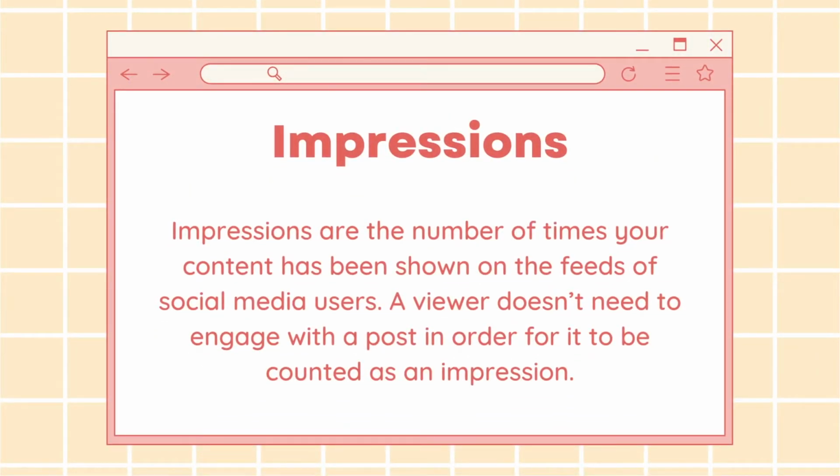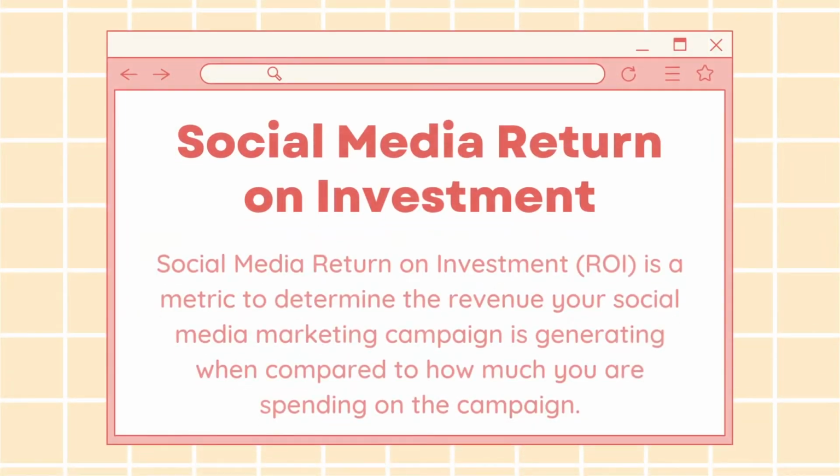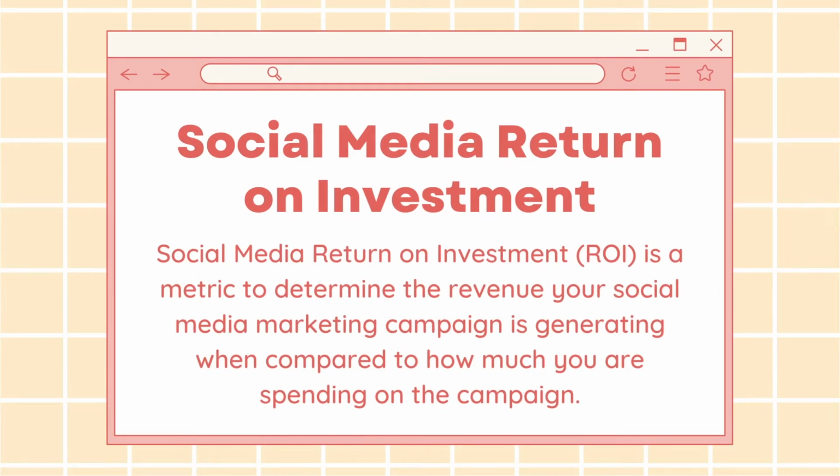Impressions are the number of times your content has been shown on the feeds of social media users. A viewer doesn't need to engage with a post in order for it to be counted as an impression. Native advertising on social media is the technique of showing paid content to users in such a way that it looks organic. Examples of native ads are promoted Facebook posts, which appear similar to regular posts in a user's feed. Social media return on investment, or ROI, is a metric to determine the revenue your social media marketing campaign is generating when compared to how much you are spending on the campaign.